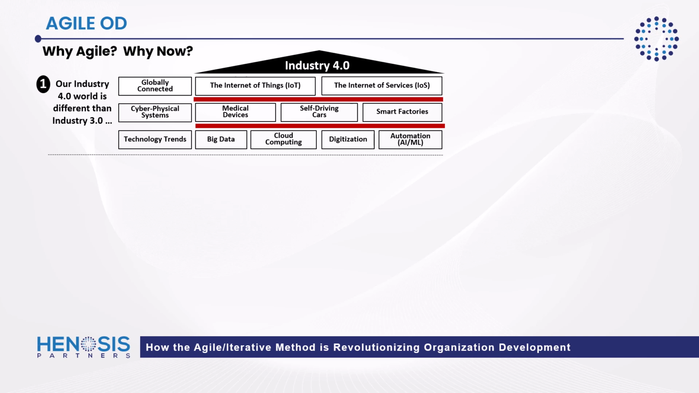We're seeing the rise of self-driving cars, and smart factories have been with us for the better part of a decade. We're also seeing technology trends that would indicate that we're also operating within an Industry 4.0 world. Trends such as the use of big data, cloud computing, increasing digitization, and automation, specifically artificial intelligence and machine learning. In an Industry 4.0 world, organizations need to be more agile to simply survive, let alone thrive.